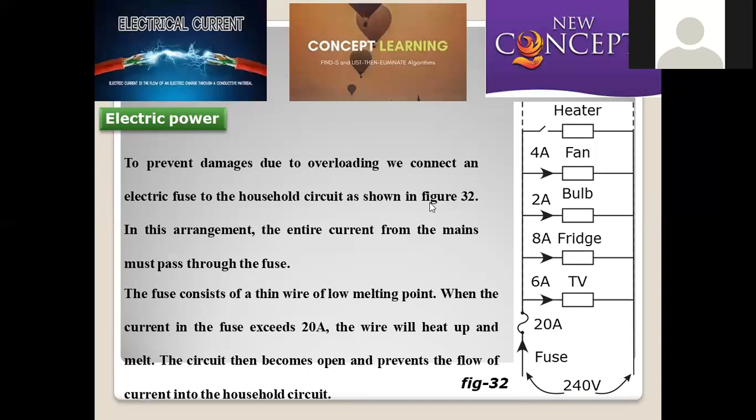To prevent damage by this overloading, we have to connect an electrical fuse wire. The most important thing is here, the arrow indicated in this diagram indicates the fuse wire. What's the purpose of the fuse wire? The fuse wire has a low melting point. Immediately it will open the circuit. The circuit will be opened, and that will stop the flow, so that over voltage will be avoided. So the circuit will be opened, and that over voltage is completely minimized by this fuse wire.